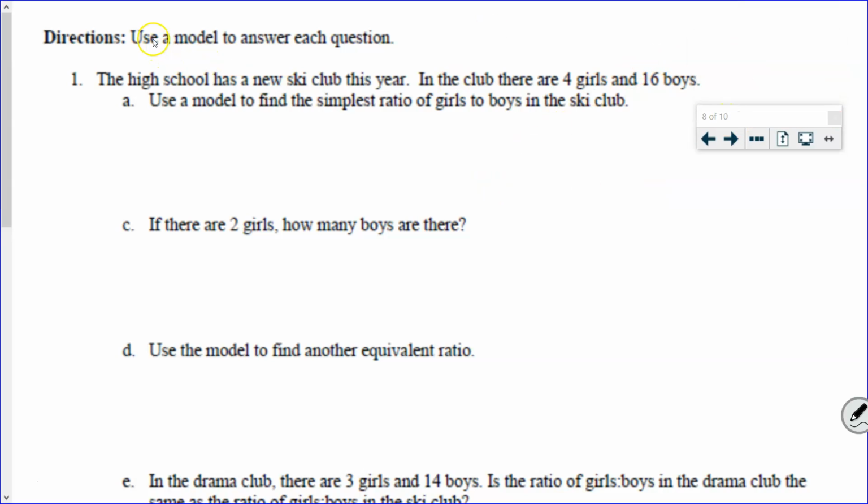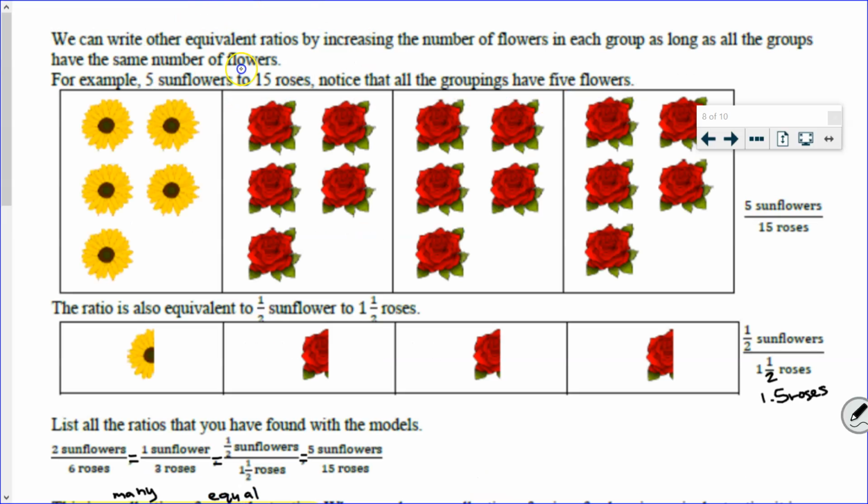The directions say use a model. Let's first stop and make sure we understand what it means by use a model. As I mentioned earlier, one model that we can use is a double number line. Who likes the double number line and might probably use that for their problems? Good, a few of you. Another model is the tape diagram. How many of you like this and will probably draw tape diagrams? Okay, good.